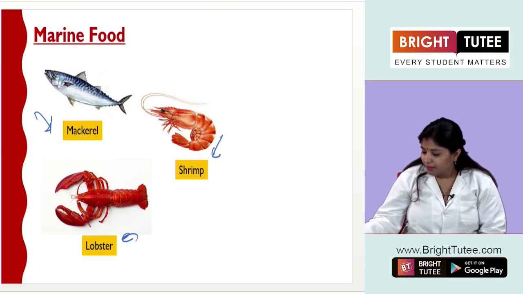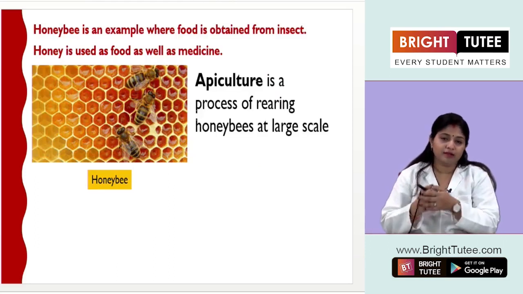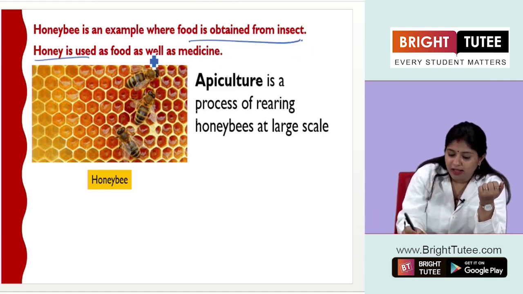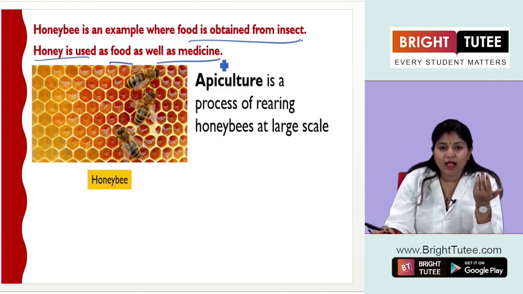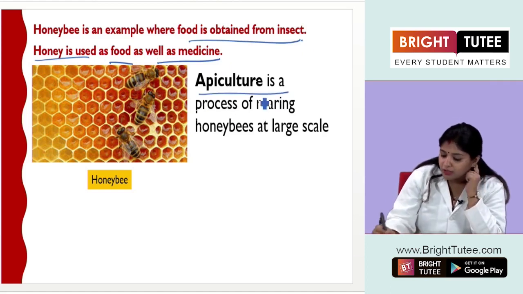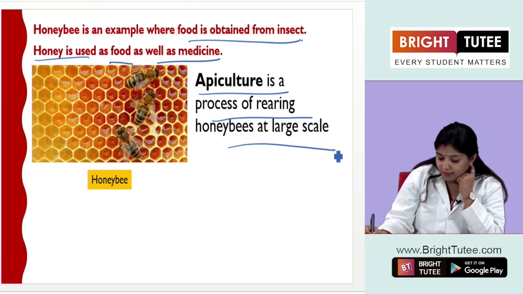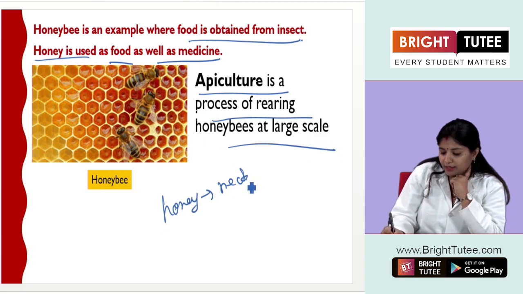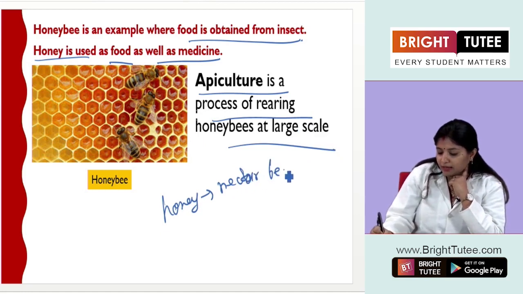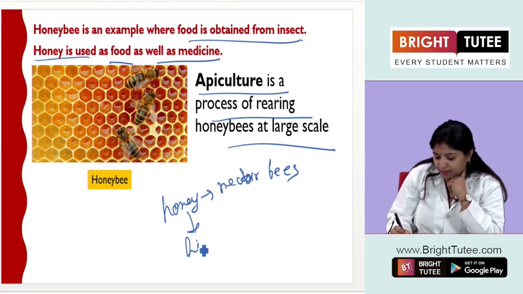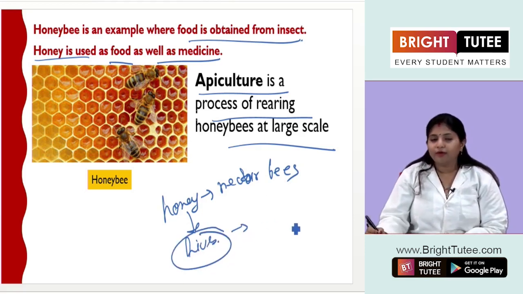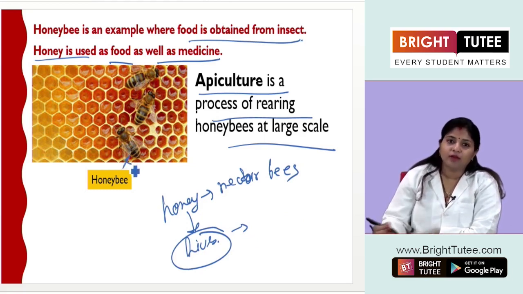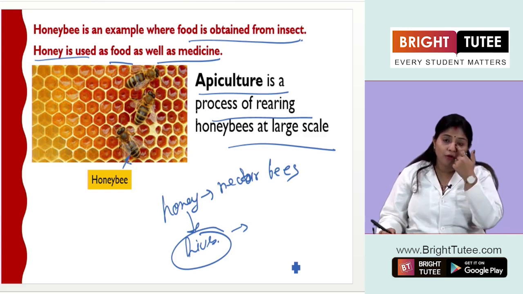Then again, you have honeybee. This is an example where the food is obtained from an insect, right? Honey is used as a food as well as it is used as your medicine. So apiculture is a process of rearing honeybees at large scale. The honey is made from the nectar that is collected by the bees, right? And this honey is made in the hives. So whenever you find a beehive, from there you can obtain honey that is being produced by the honeybees, right? So we see how honey is also obtained from the insect.